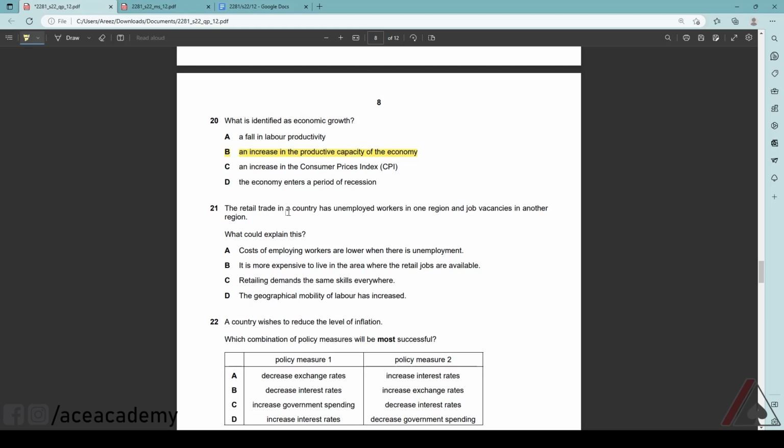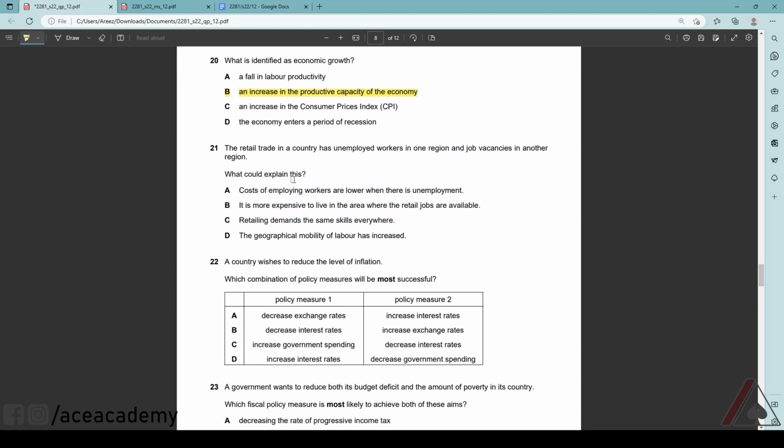The retail trade in a country has unemployed workers in one region and job vacancies in another region. What could explain this? Cost of employing workers are lower when there is unemployment.